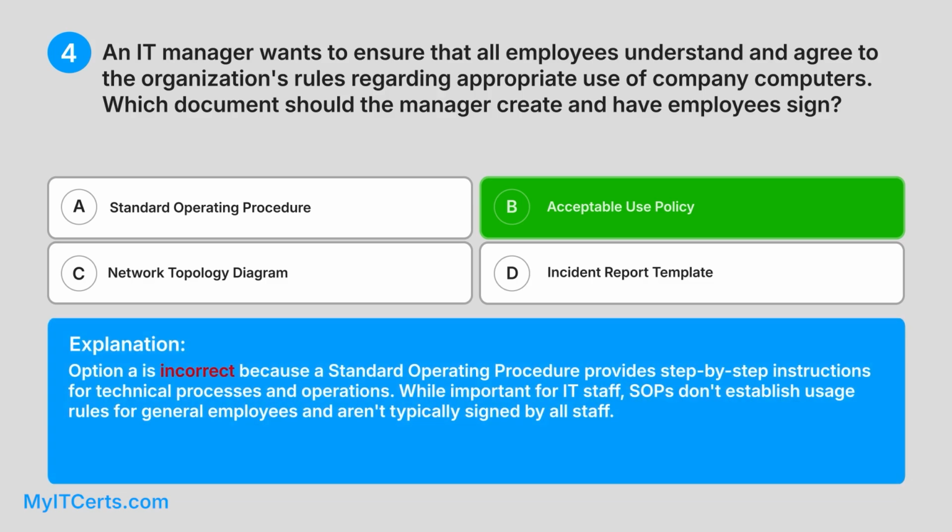Option A is incorrect because a standard operating procedure provides step-by-step instructions for technical processes and operations. While important for IT staff, SOPs don't establish usage rules for general employees and aren't typically signed by all staff.